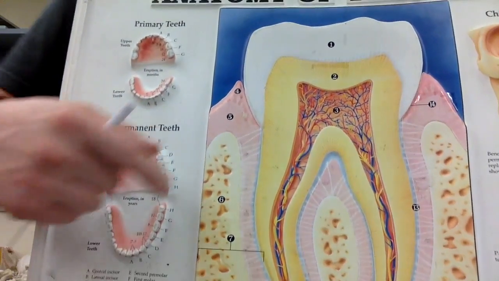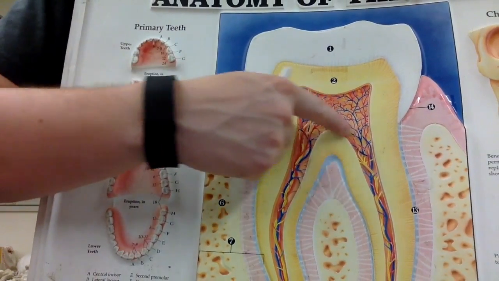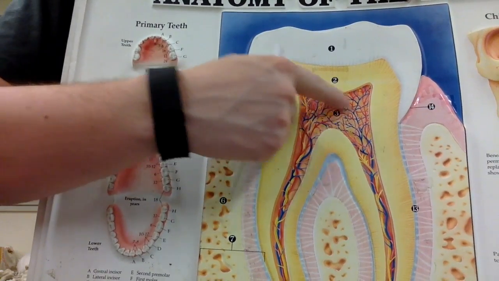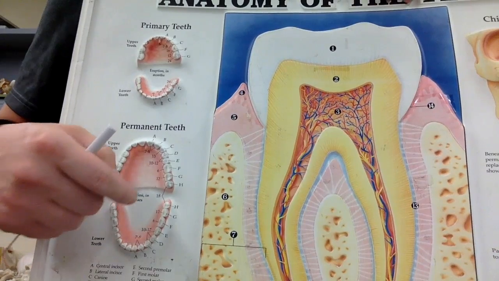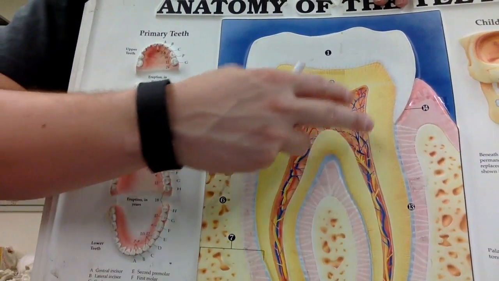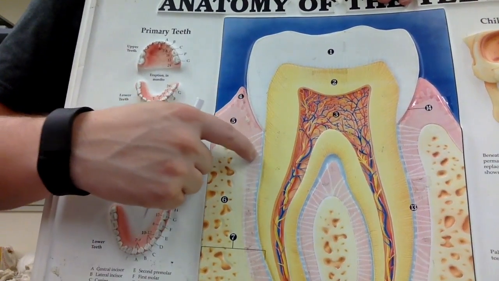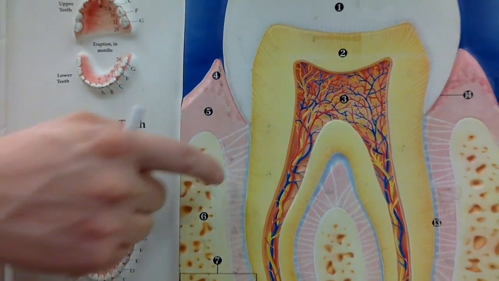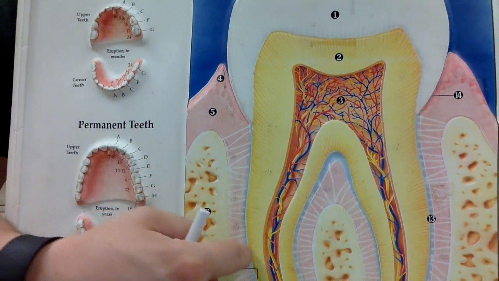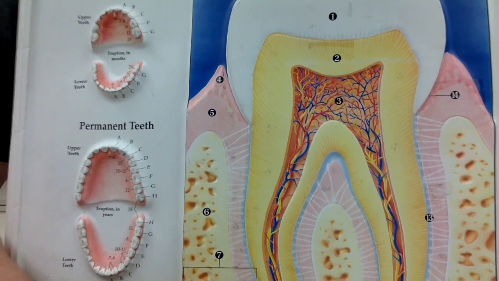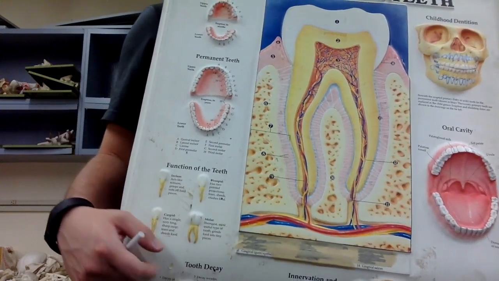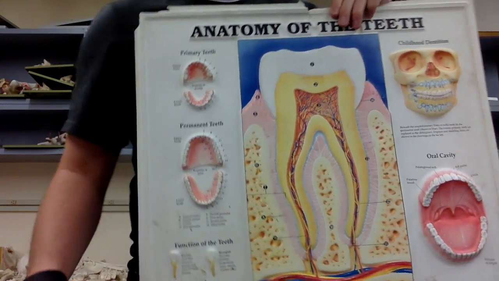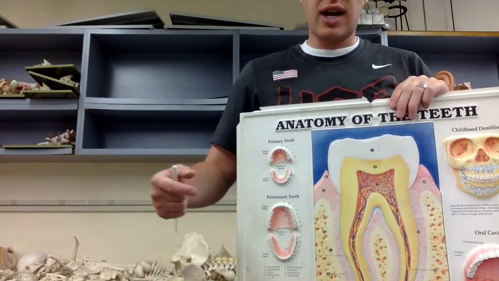Then we have a couple more terms. You see this space right within the dentin right there. That's the pulp cavity. Then we have our periodontal ligaments. So ligaments connect bone to bone, and teeth are bones. So see these white lines? These white lines are all periodontal ligaments connecting the tooth into the skull or the mandible, depending on which side they're on. Then we have specific tooth types that you need to know.